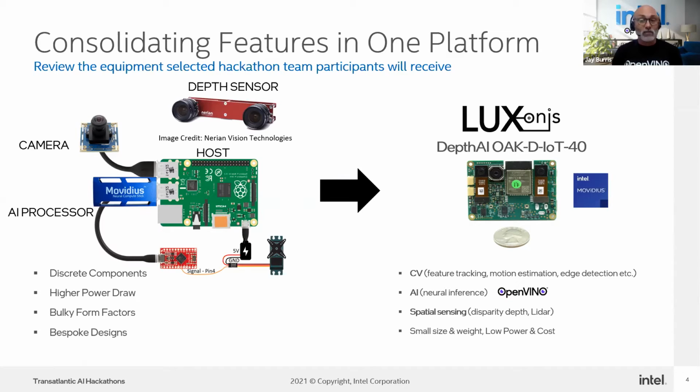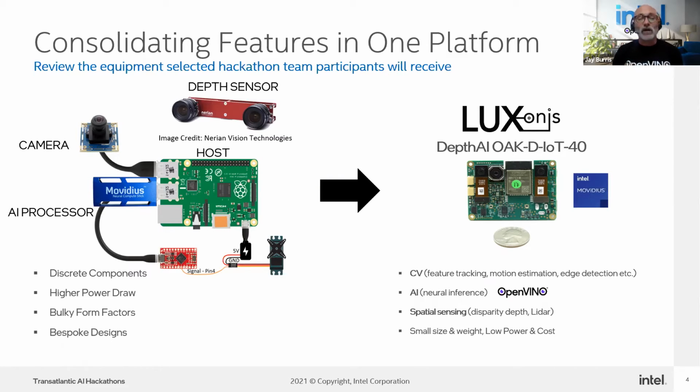This is a multi-camera device. It has one color camera in the middle and then two black and white cameras on the sides for depth capability. So it can do computer vision, so feature tracking, motion estimation, edge detection, and so forth. It can also do AI, so neural network inference, because it uses the Intel Movidius Myriad X chipset for that neural network inference acceleration. It's OpenVINO compatible. You can do spatial sensing, so like a disparity depth and so forth.